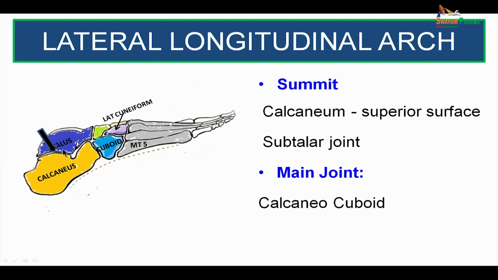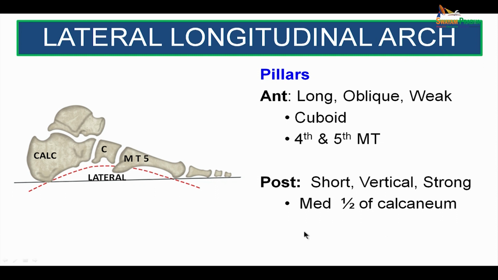The summit of the arch is formed by the superior surface of the calcaneum, where we have the subtalar joint. The main joint of this arch is the calcaneo-cuboid joint. The pillars of the arch: the anterior pillar, like the medial longitudinal arch, is again long, oblique and weak, formed by the cuboid bone and the fourth and fifth metatarsal bones. The posterior pillar, being formed of the calcaneus, is vertical, short and strong.